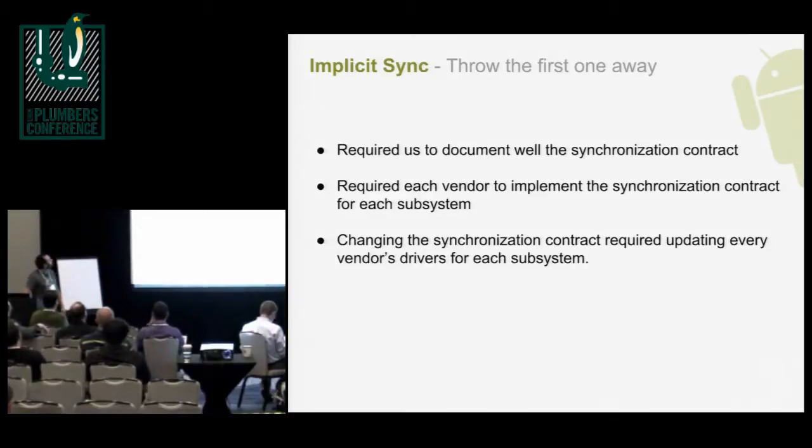Why implicit sync, or why not implicit sync? From Honeycomb through, I think, ICS, Ice Cream Sandwich versions, we had an implicit synchronization contract. And there were some problems with that. First, we were really bad at explaining what that contract was. Second, our partners were really bad at implementing our poorly described contract. And third, because it distributed all the enforcement of that contract into the drivers, into the libraries, into the clients, it meant that it was really difficult to change that contract.